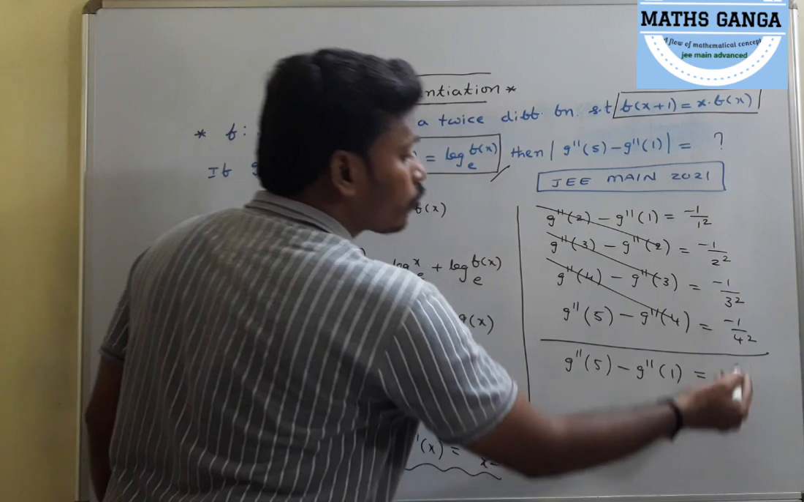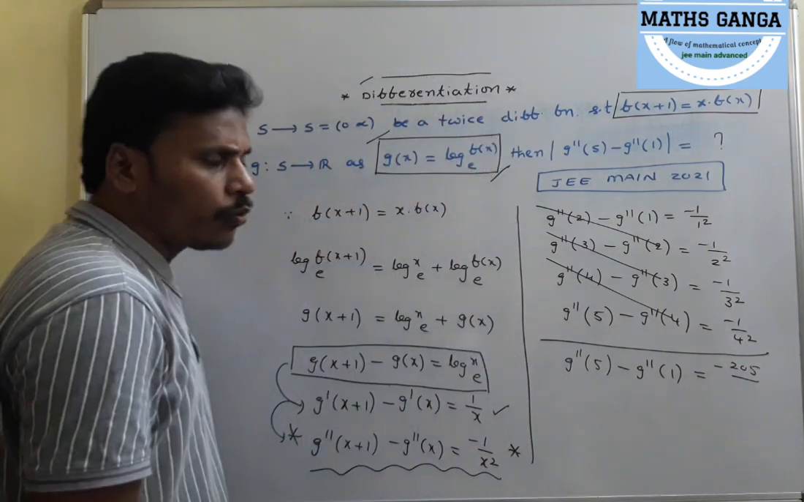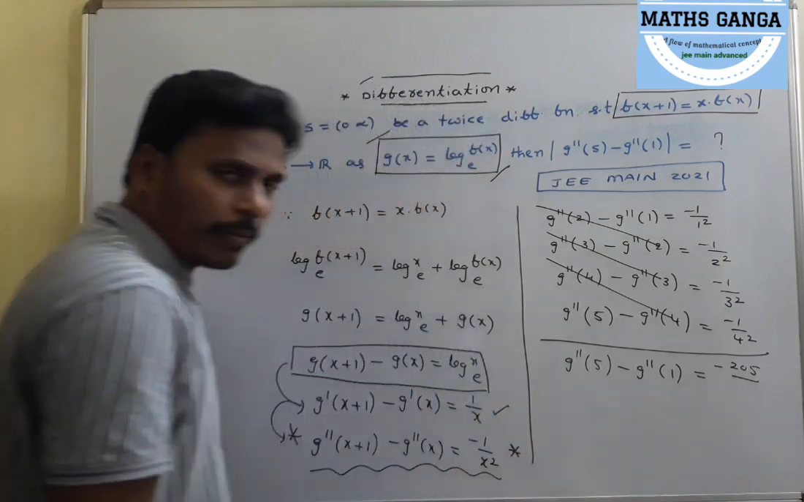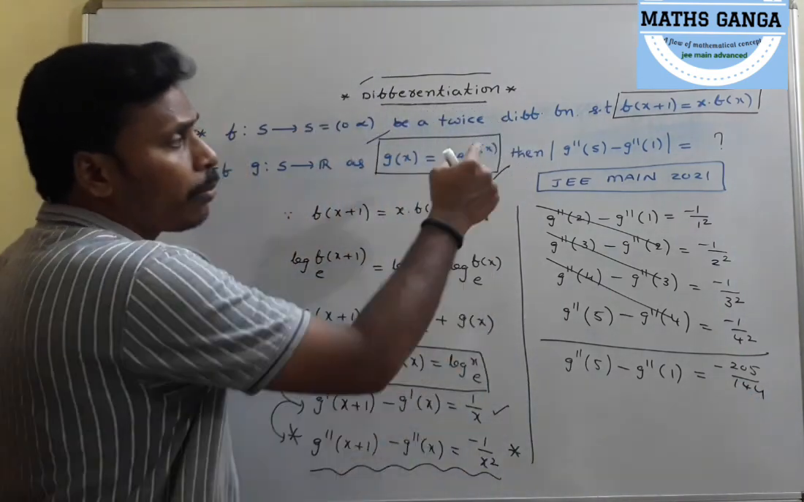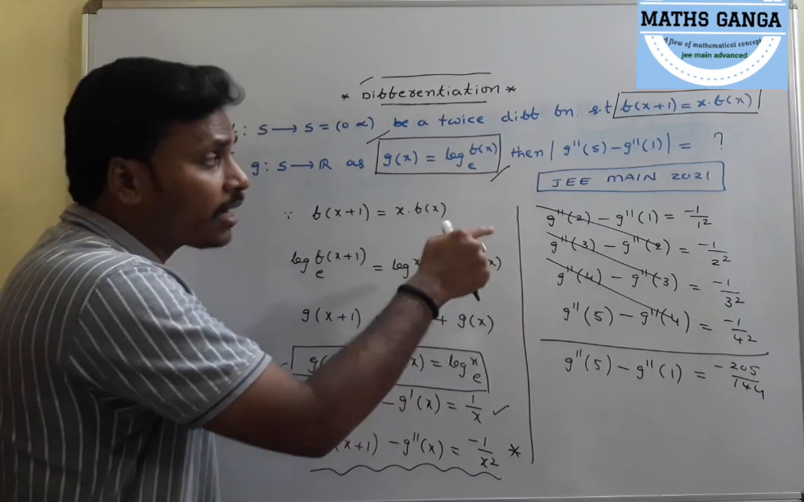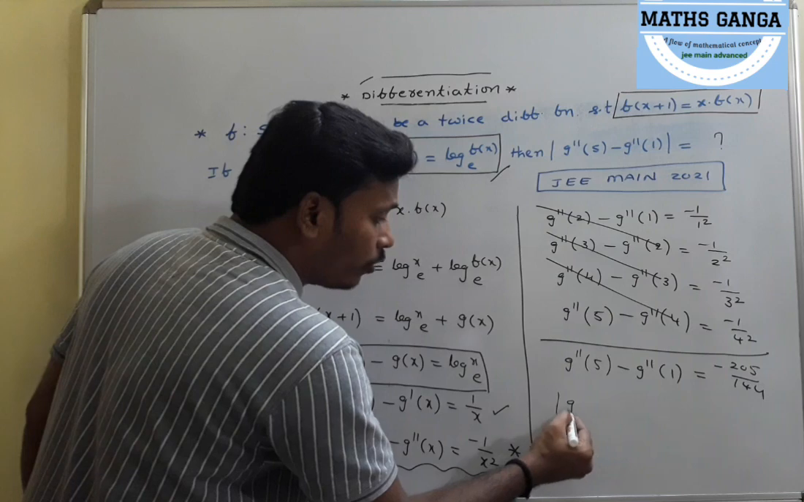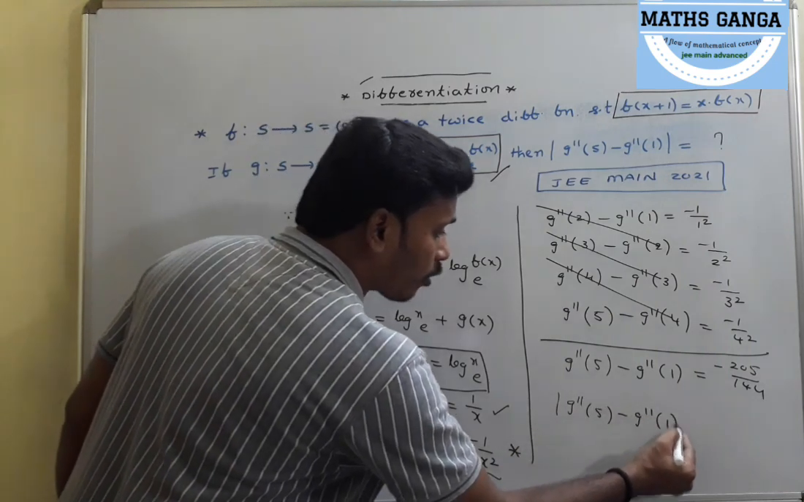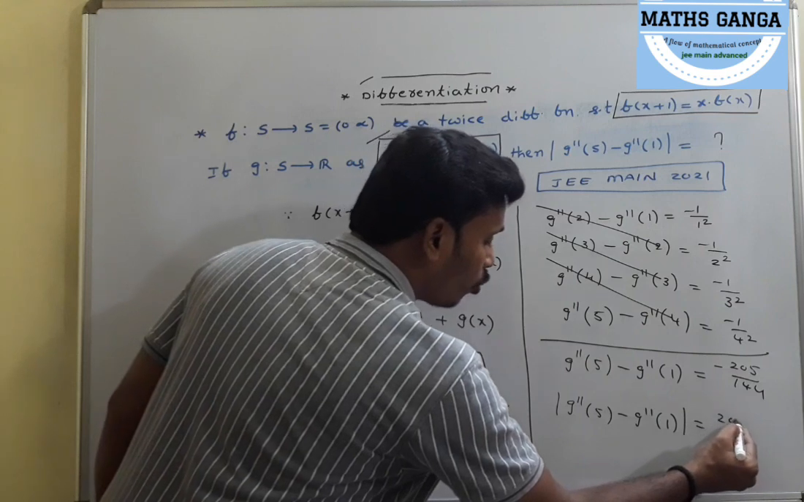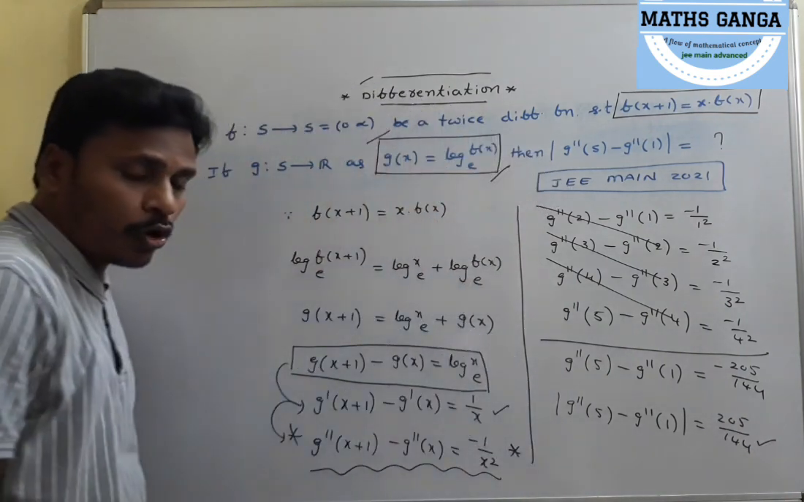If you add all those values, you will get a certain value, minus 205 by something, I think 144, I think so. Since the modulus of g double dash of 5 minus g double dash of 1 is required, the modulus value is 205 by 144. That's the answer finally. Okay, have a look.